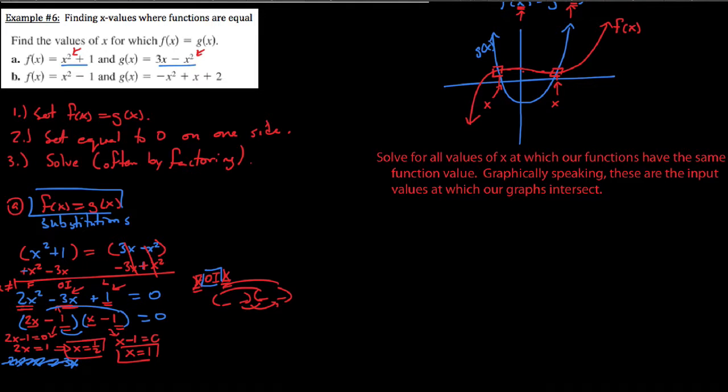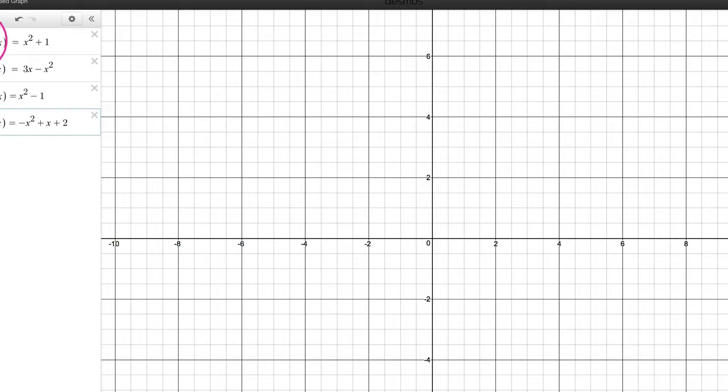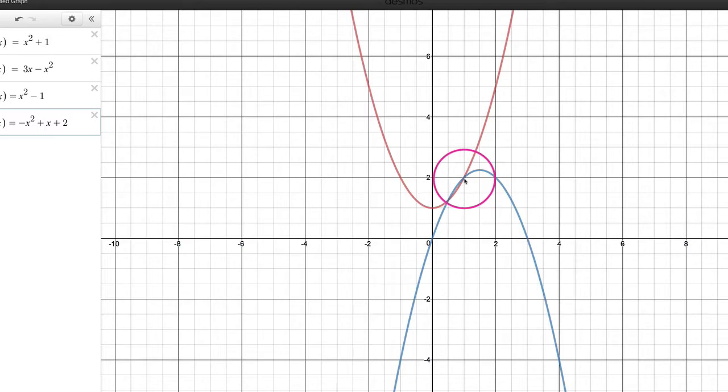So just to show you this, I want to pull open Desmos. What I've done was I put in f of x and g of x. And you can see these couple of parabolas here.